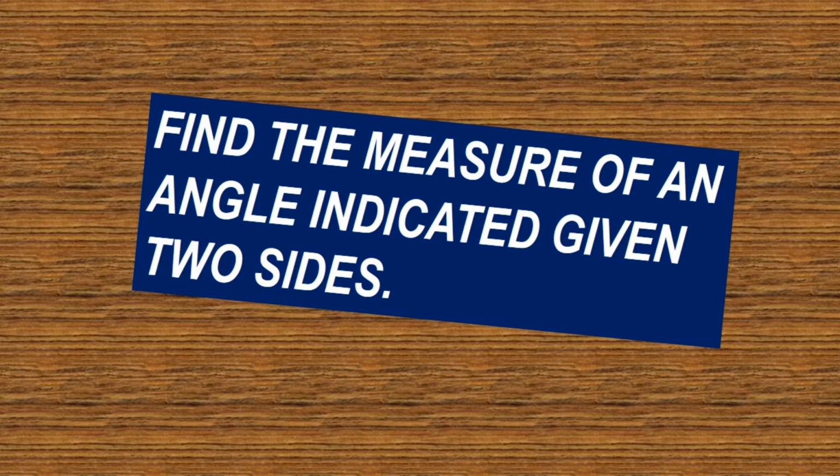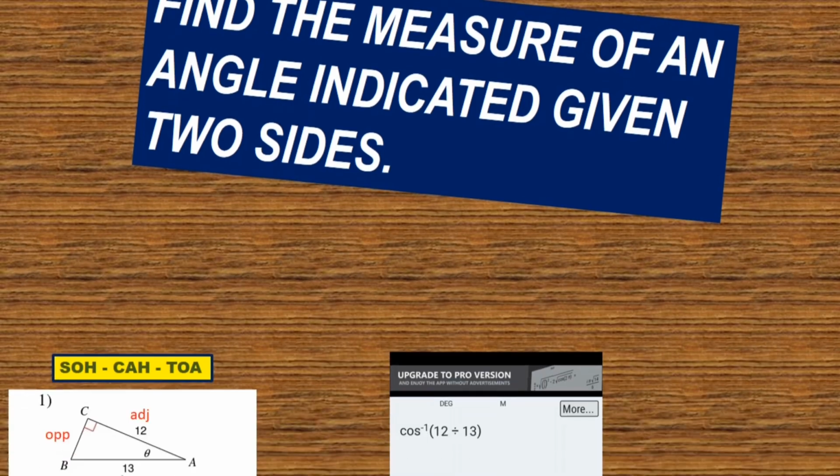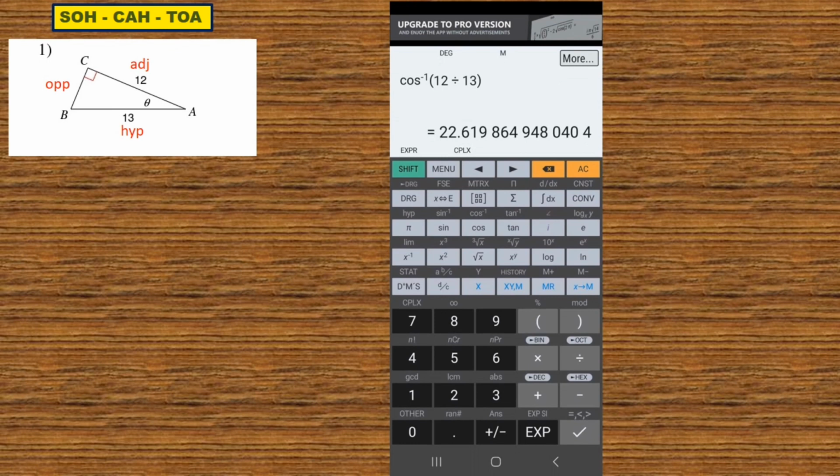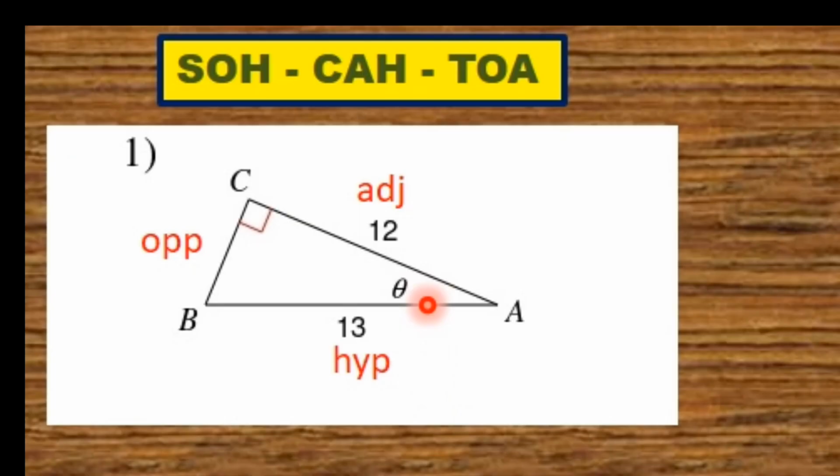Find the measure of the indicated angle given two sides. Let's give an example. This is the unknown angle. Given are the adjacent side, which is 12, and the hypotenuse, which is 13. Since we are given the adjacent and the hypotenuse, the one we will use is CAH.